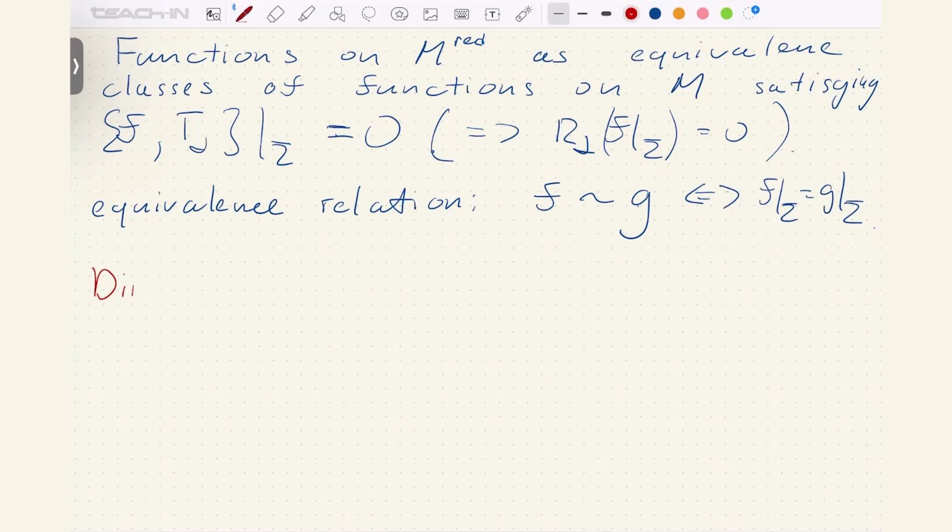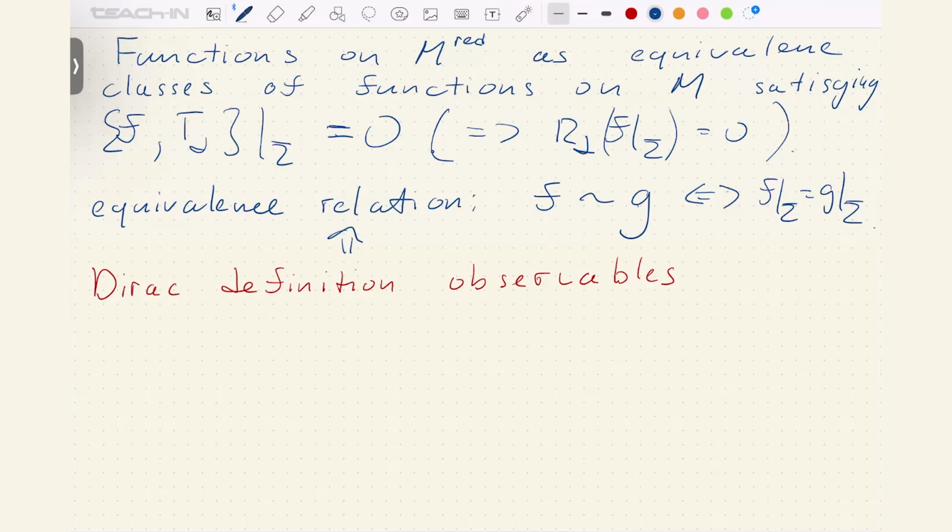It's Dirac definition of observables. So observables are phase space functions, which are first class, so commute with constraints on sigma, and two observables are equivalent if they differ by a term vanishing on the constrained surface. So what is what we can check now? So what is above? It's precisely this Dirac definition of observables.